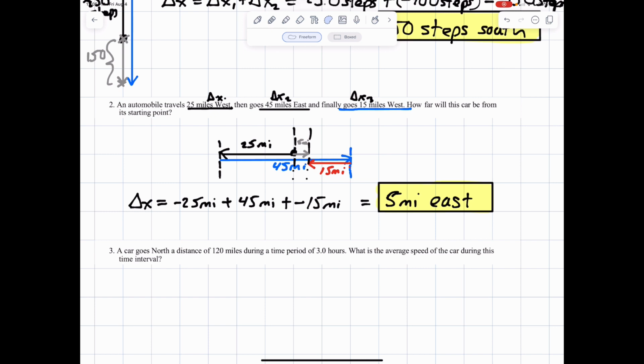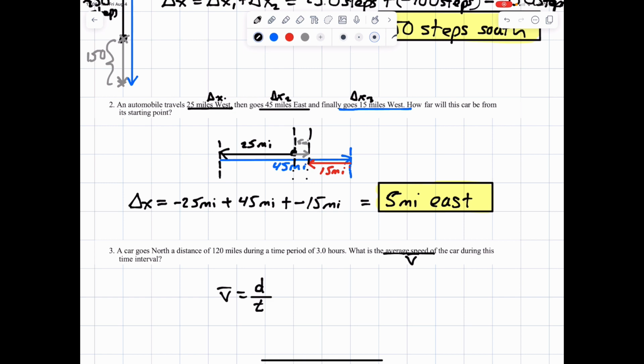On to number 3. A car goes north a distance of 120 miles during a period of 3 hours. What is the average speed during this time interval? Okay, average speed, V bar, is found by taking your total distance, D, divided by your total time.